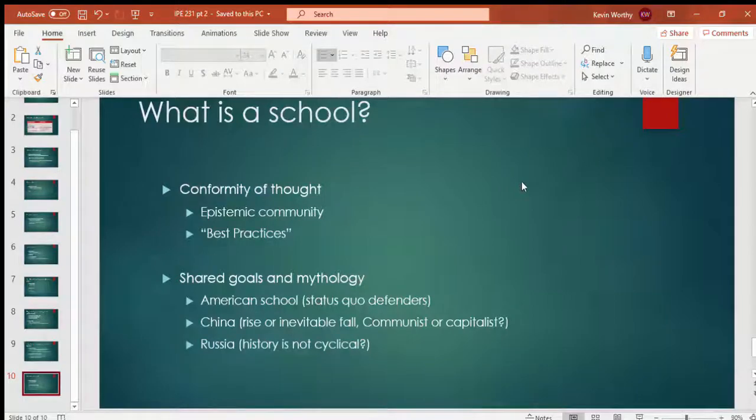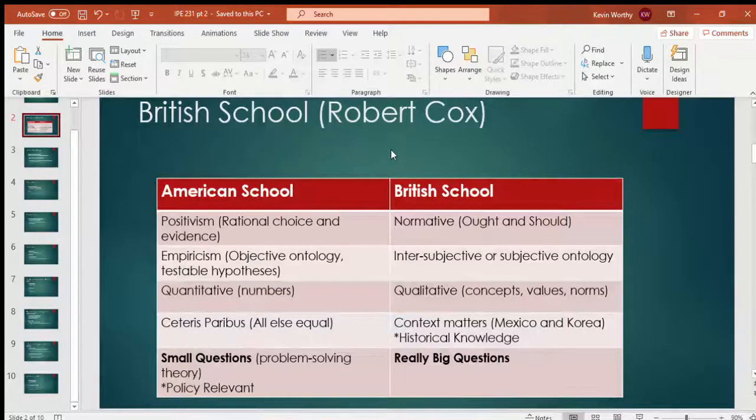You have this shared thought through these universities, through these exchanges. You talk to the same professors, and it's a lot of the same names and the same journals. So you're getting these things and it leads to a best practice. So these are two different schools, the American school and the British school. I'm going to go back to this slide at the end. You need to know the differences between the American and the British school.